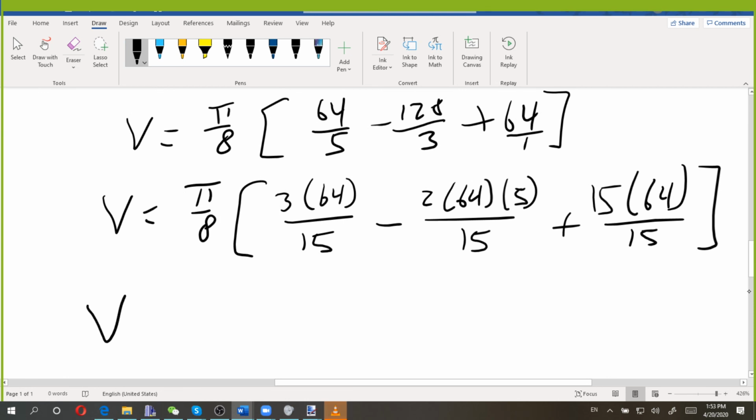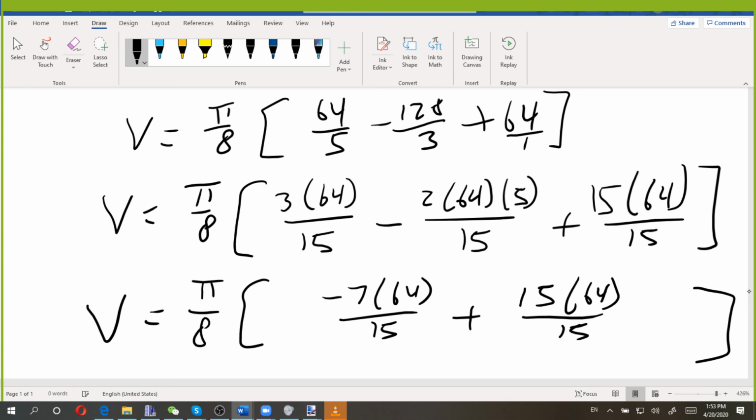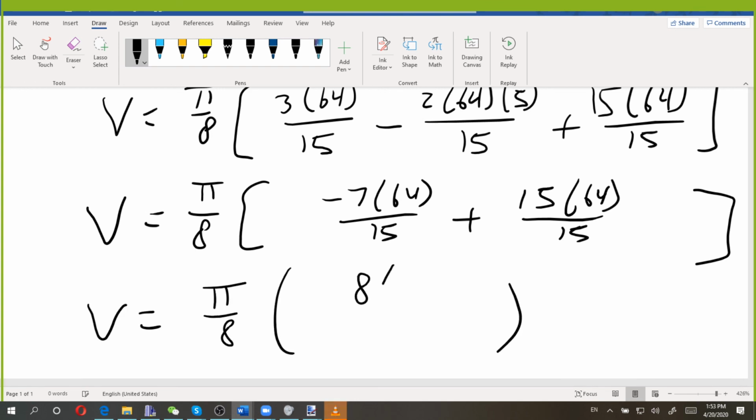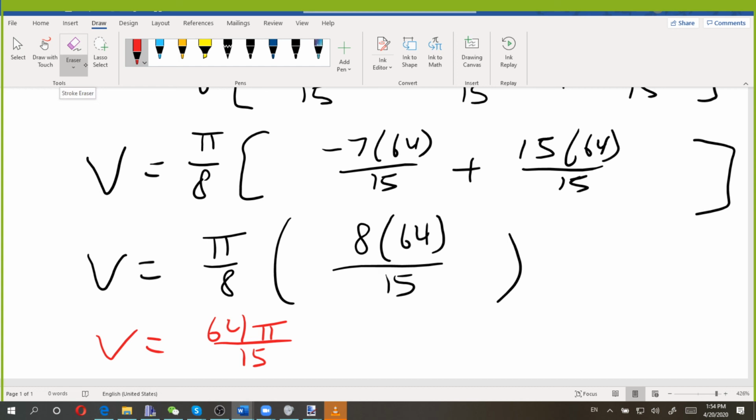Okay. So really, this is 3 times something minus 10 times something plus 15 times something. 3 something minus 10 something is negative 7 something. Negative 7 of something plus 15 of something is 8 of something. Okay, then our 8 and 8 can cancel, so we're left with our final answer. Our volume is 64 pi over 15, which I don't believe reduces. Okay, any questions on what we did? No. Did some weird algebra tricks there at the end, but okay.